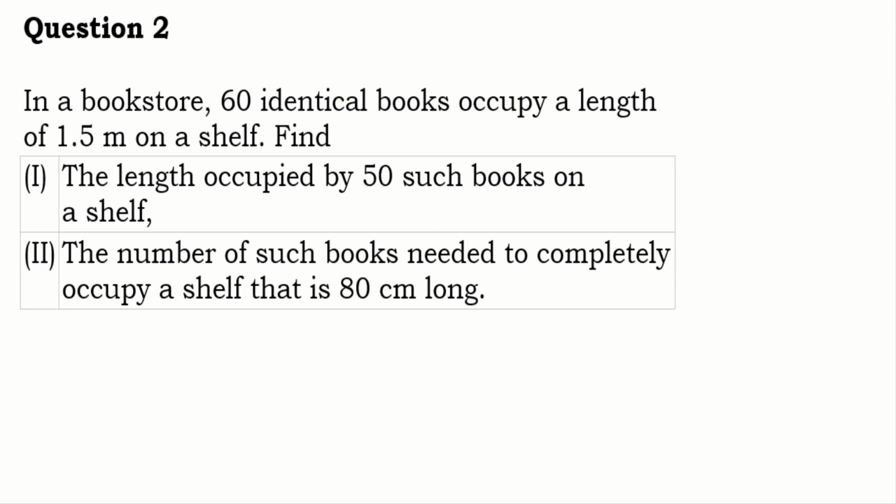Question number 2. In a bookstore, 60 identical books occupy a length of 1.5 meters on a shelf. Find number 1, the length occupied by 50 such books on a shelf. Number 2, the number of such books needed to completely occupy a shelf that is 80 centimeters long. So the relationship is between the number of books and its length. So let's go towards its solution.